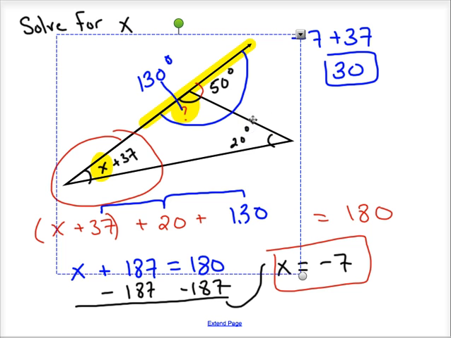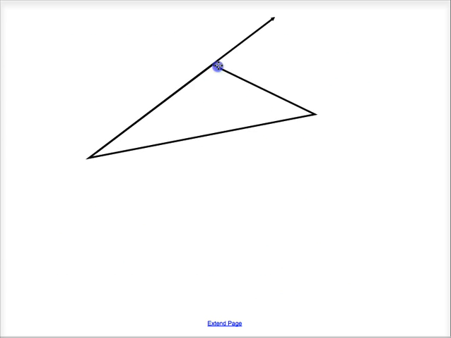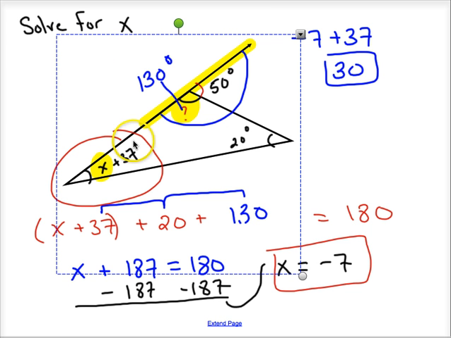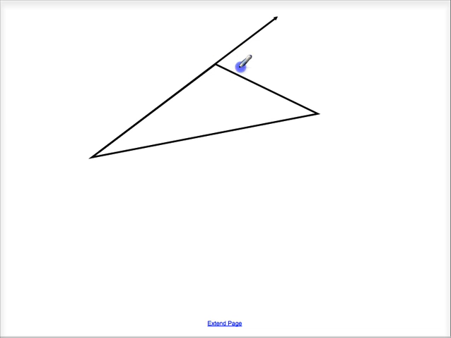Let's look at another way to complete this problem. Same triangle, same measurements. X plus 37, 50, and 20. So here's my 50, x plus 37, and my 20 degrees. Okay, so one way was finding the linear pair, taking the interior angles of a triangle. Now, what do we know about exterior angles? Let's think about what we learned yesterday. What equation can we write about an exterior angle here?